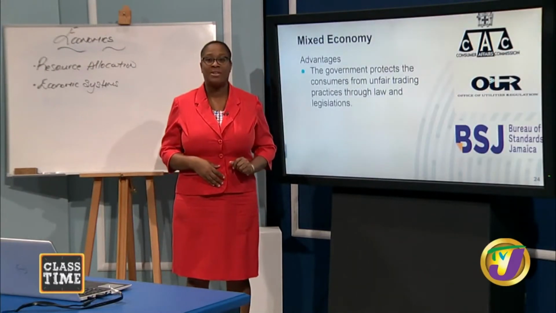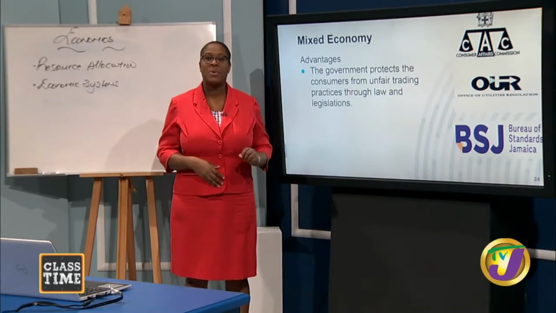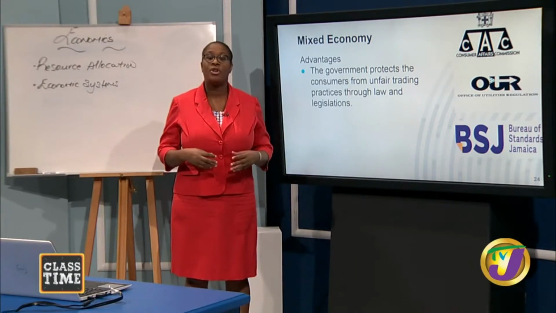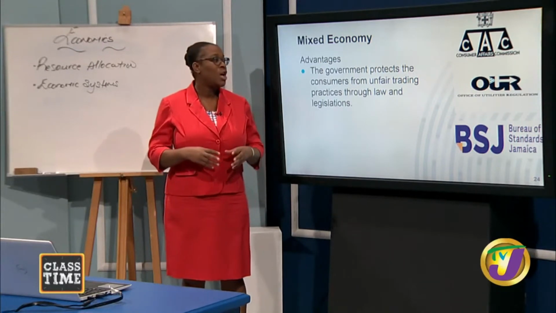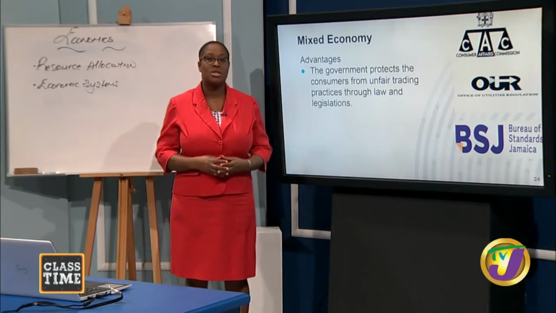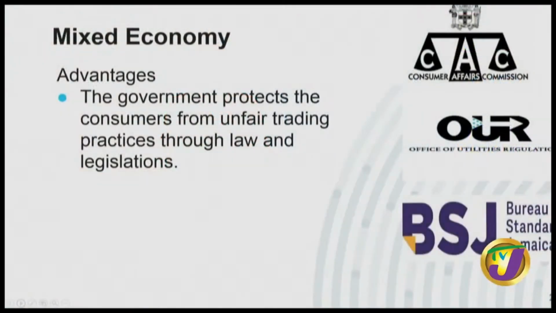Now, what are some of the advantages? Because we have the involvement of the government in this economic system, they provide protection for the consumers against any form of unfair trading practices through laws and legislations. And I just put a few there on the screen. We have what we call our Consumer Affairs Commission. We have the Office of the Utilities Regulation, the OUR, and we have our Bureau of Standards of Jamaica.